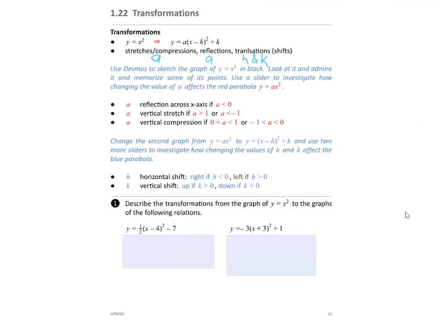Okay, now we're going to take a look at our first example. Describe the transformations from the graph y equals x squared to the graphs below, determining the relations. Well, we have an a value of 1/2. That means it's going to be compressed vertically. And that's important that you say compressed vertically, not horizontally. We're always dealing with vertically with parabolas. So it's compressed vertically by a factor of 1/2.